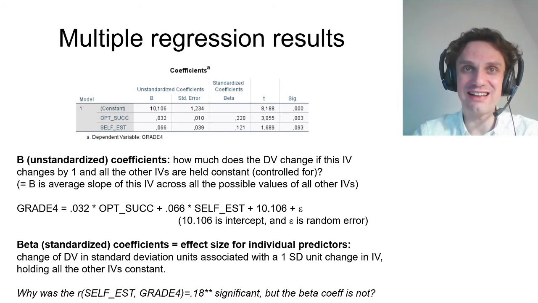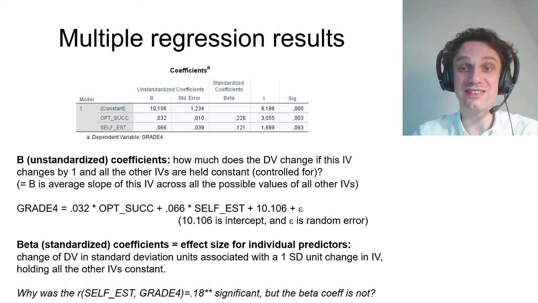What we are interested in are mainly standardized coefficients or beta coefficients, because these are essentially effect sizes for each individual predictor and they are not dependent on scale. So regardless of how many questions there are in my questionnaire, the beta coefficient is supposed to still remain the same. And it is interpreted as change of dependent variable in standard deviation units that is associated with one standard deviation unit change in my predictor if all the other predictors are held constant.